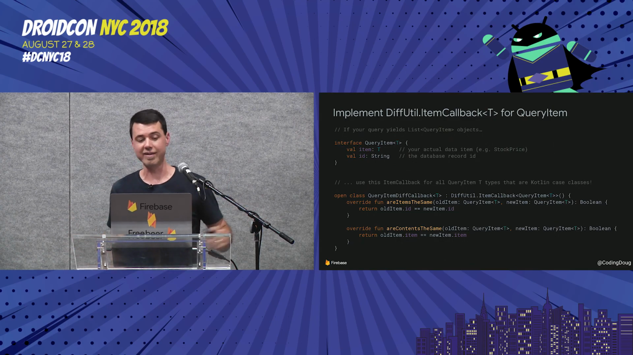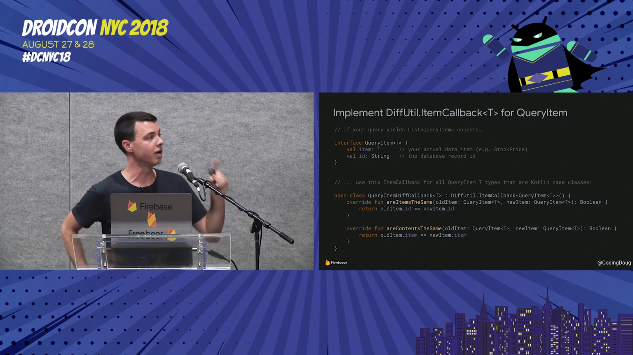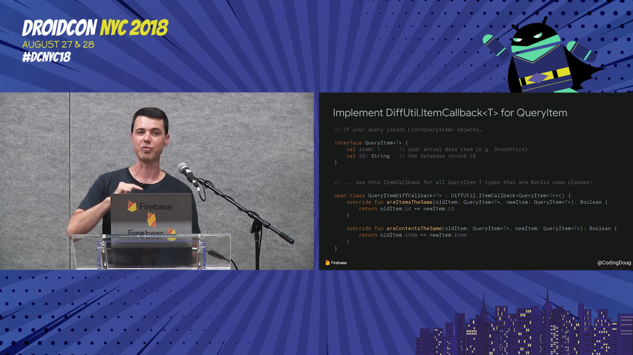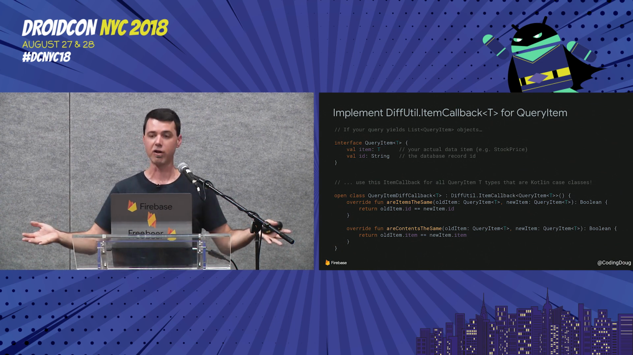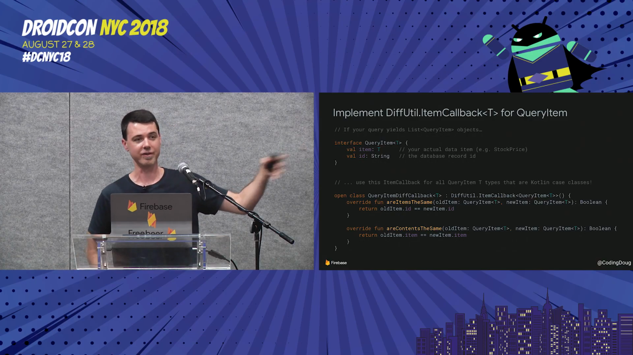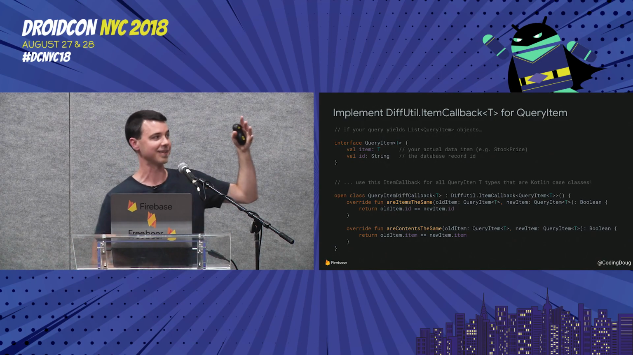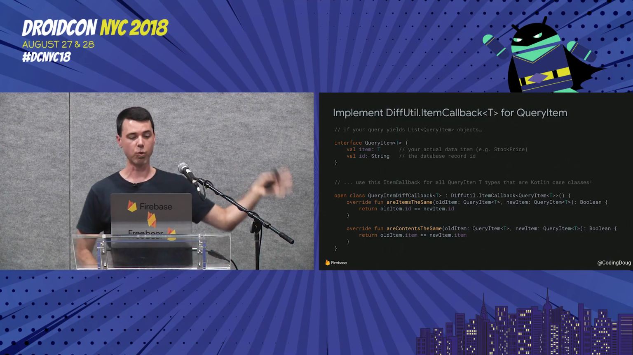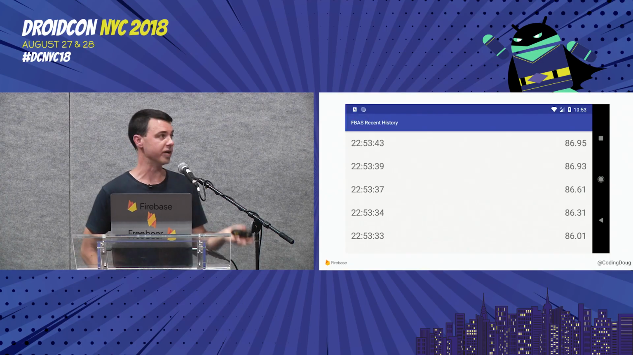To compare the contents, I'm taking advantage of a great Kotlin feature for data classes. If you don't know, data classes have a magical equals method that will compare two data classes structurally to tell if all of their fields are the same. That's all I have to do here. This is the only thing. So for all query items that contain data classes, this implementation will work for every single one of them. That's really handy, so I use that throughout my code. The one catch is you have to be using data classes, which is not that bad. It's actually very convenient.